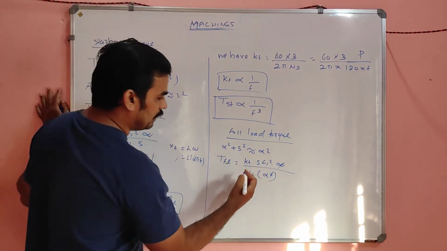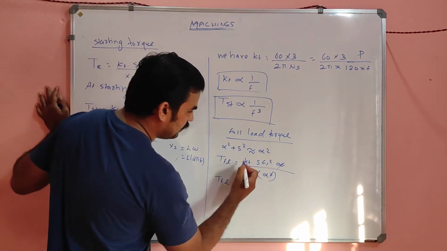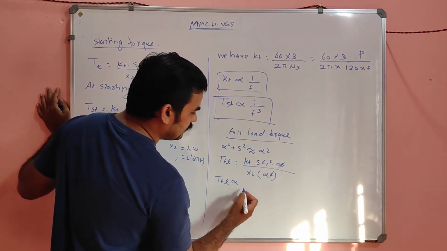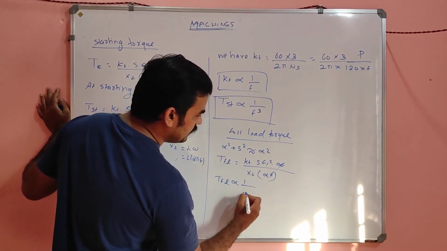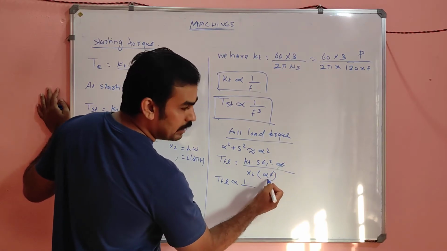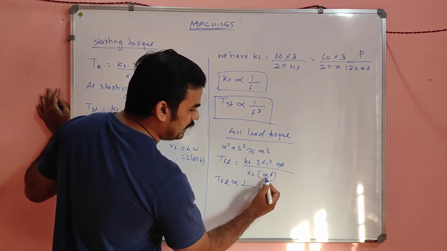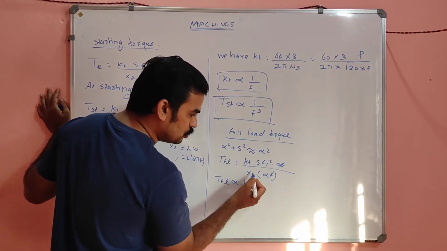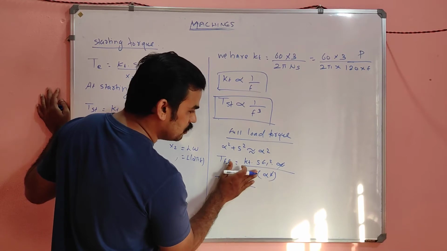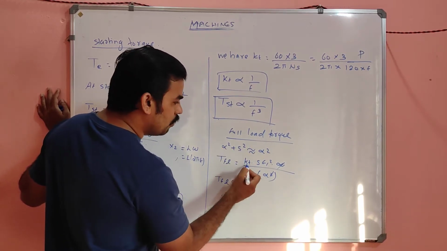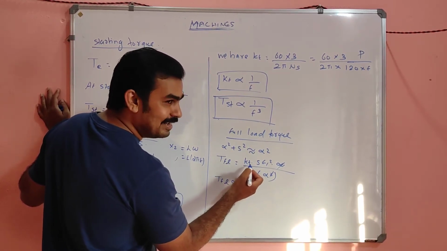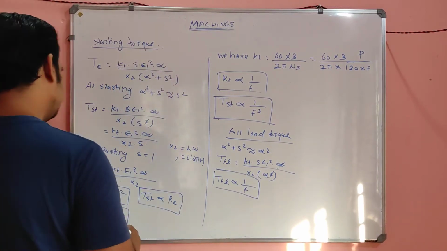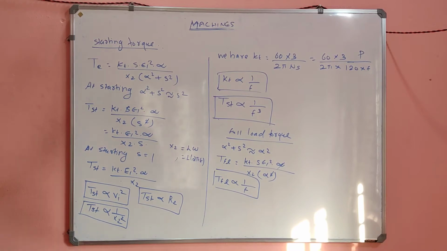So what can I write? TFL is directly proportional to what? Slip. You can write like that, or I can write again with alpha and 1 by alpha square, correct? This alpha contains X2, right? This alpha contains R2 by X2. So this X2 and this X2 got cancelled, and there is no term in the X2 side. So only this KT term is there, so 1 by f. TFL is proportional to 1 by f, correct?